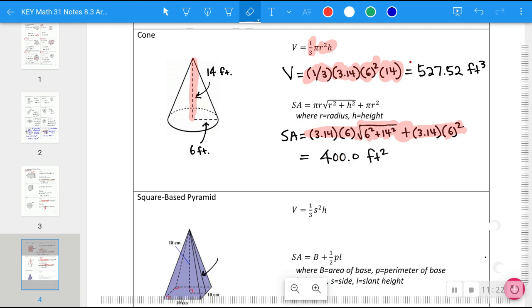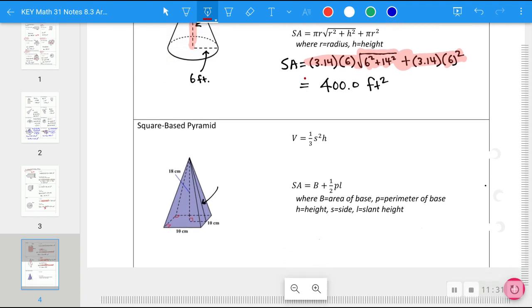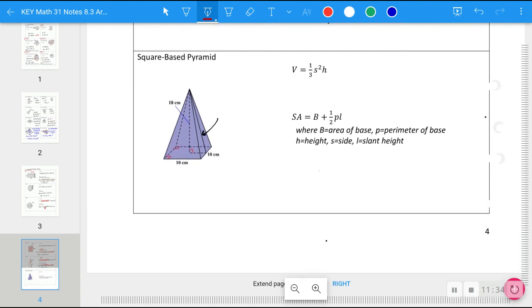So that turns out to be what looks like exactly 400 square feet, but remember, when you're estimating pi, your answer can't be exact. Okay, the last one is a pyramid, a square pyramid here, and it's more complicated. The volume's not so bad, it's the surface area that's more difficult.